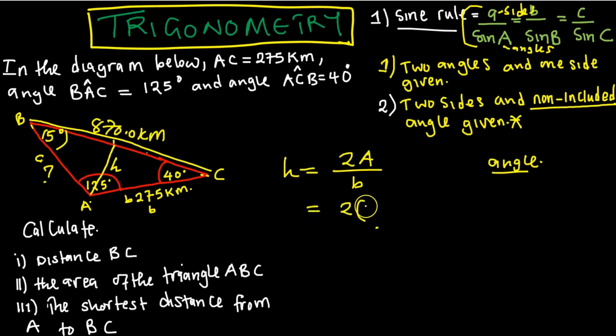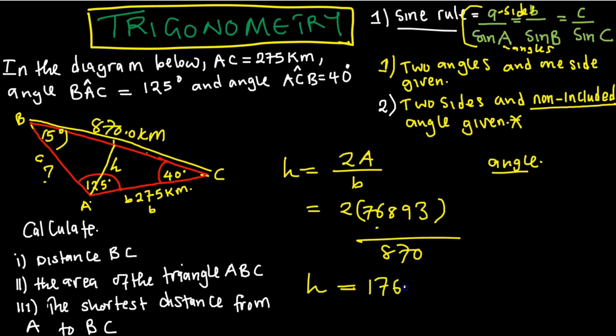Our area we found 76,893. Then divide, what is our BC? 870. If we are to punch this on the calculator, you are going to find that the shortest distance is going to give us 176.700371 kilometer, which is just 177 kilometer. So this is how we find the shortest distance.